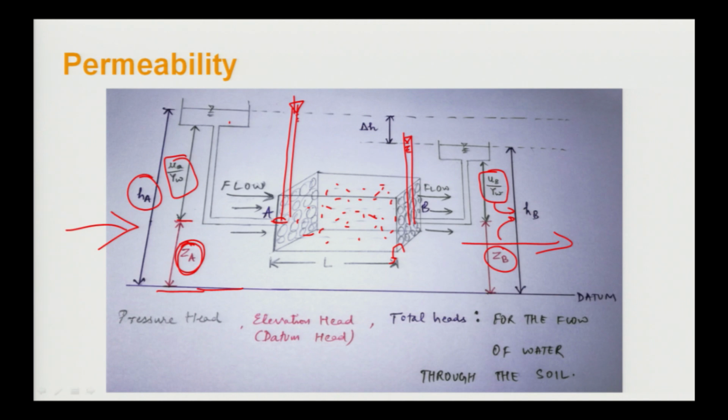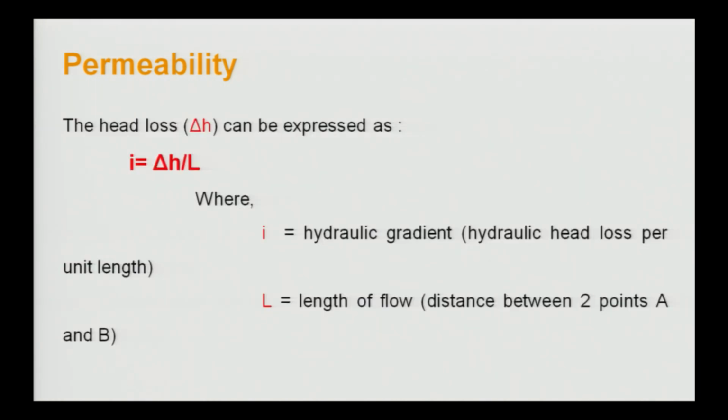When the flow takes place from this end to this end, there is a head loss that will be encountered as delta H. We will be seeing how this is calculated and how different things work out in the next slides. The head loss, which is delta H, can be expressed in terms of what? Hydraulic gradient, that is I, and it is delta H per unit length.